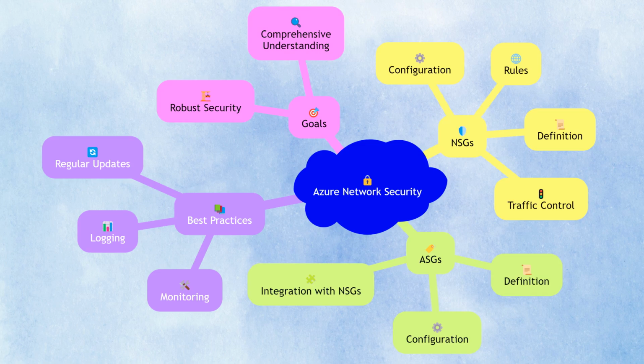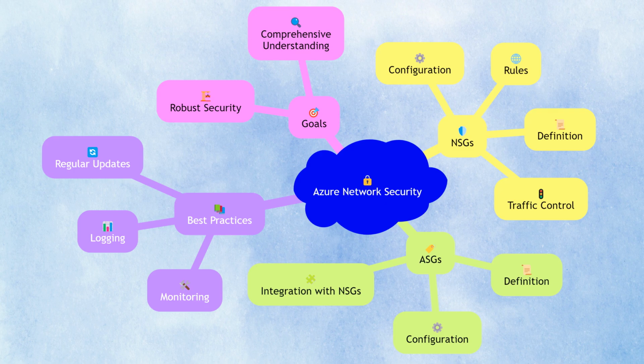In the realm of virtual networking, ensuring the security of your network is paramount. Network security groups, NSGs, and application security groups, ASGs, are essential tools in Microsoft Azure that help you manage and control network traffic. This presentation will delve into the creation and configuration of NSGs and ASGs, providing a comprehensive understanding of their roles, functionalities, and best practices.